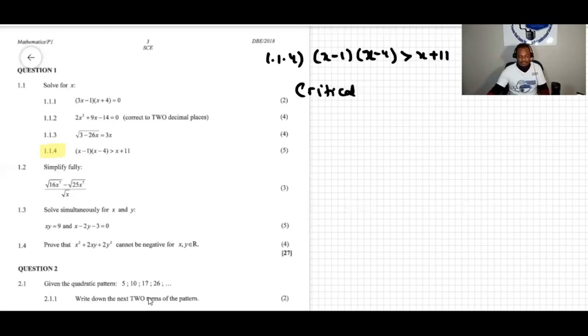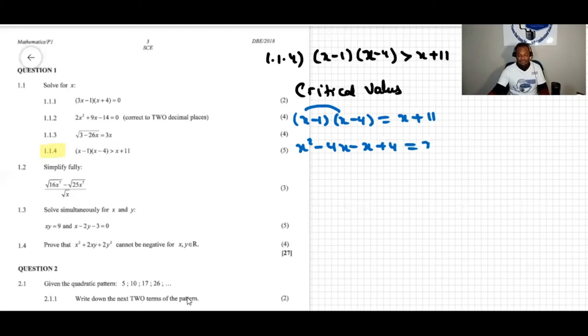Now, for critical values, we're going to change the inequality into an equation. I'm going to write here (x minus 1)(x minus 4), and change the inequality to an equality, so that equals x plus 11. Then if we expand the left-hand side, we have x times x, that makes x squared, x times negative 4 makes negative 4x, negative 1 times x makes negative 1x, and negative 1 times negative 4 makes positive 4, equal to x plus 11.